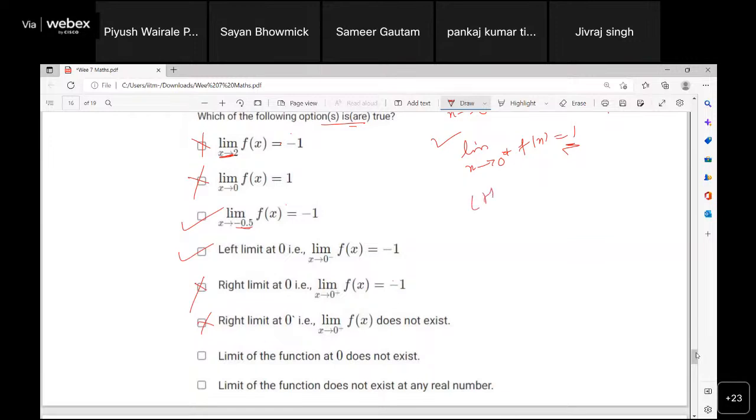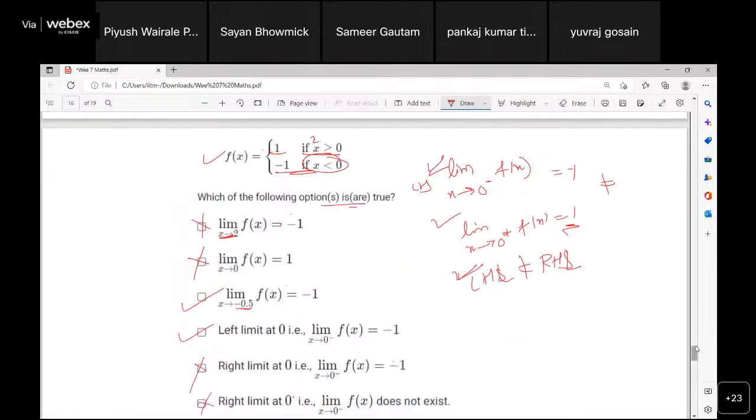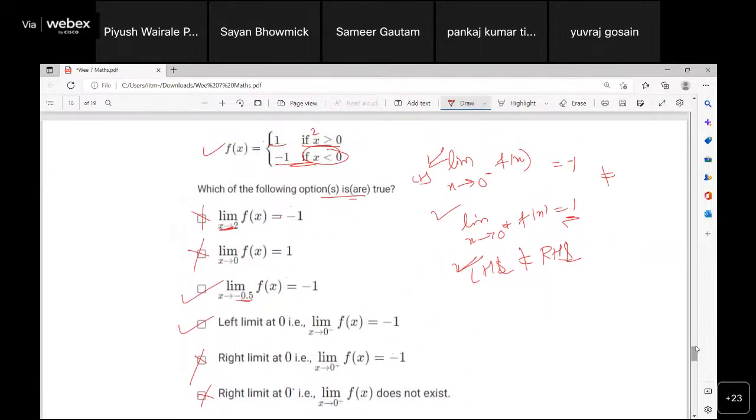Yes, sir, it is true. So the left hand limit is not equal to the right hand limit, right? So this condition does not hold here. So we can say the limit does not exist. The limit of the function does not exist as any real number. This is not correct, so wrong. Any doubt in this part? Anyone? No, sir.